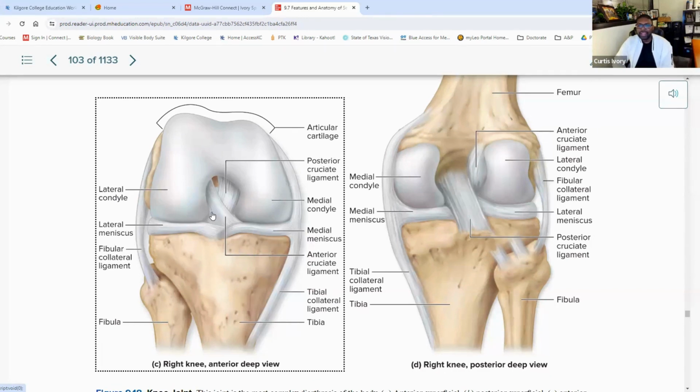You have the anterior cruciate ligament and then the posterior cruciate ligament. You usually hear this referred to as the ACL and PCL. You typically hear this one more commonly just because ACL tears are pretty common. So when I was an athletic trainer, we saw a lot of athletes that would have this type of tearing in this ligament here. So ACL stands for anterior cruciate ligament.